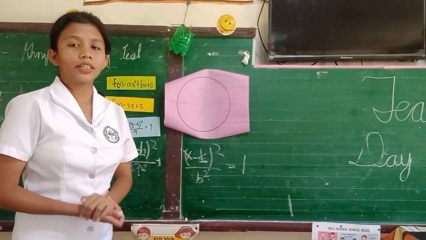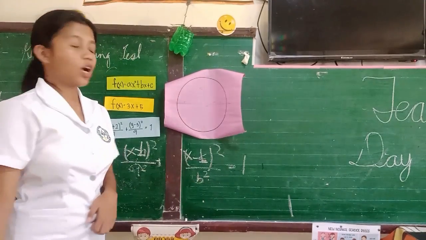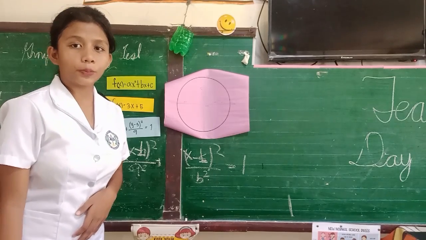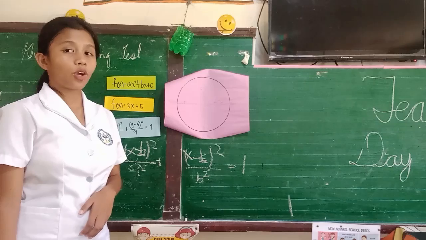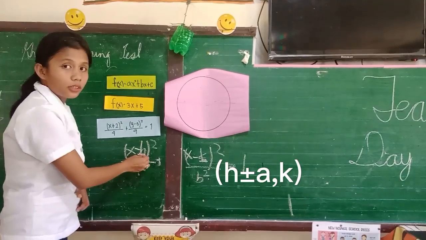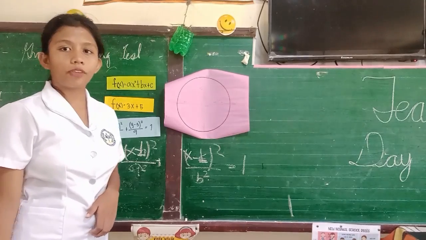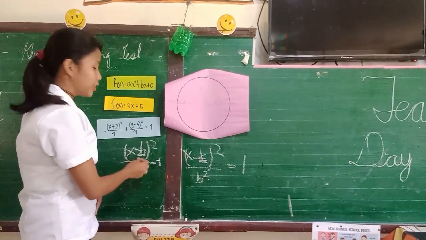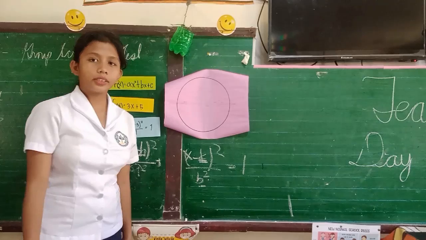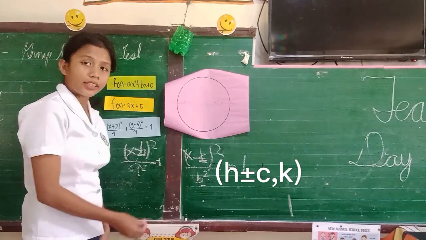The center is at h and k. For the horizontal ellipse, the major axis is parallel to the x-axis. The coordinates of the vertices are h plus or minus a, and k. The coordinates of the co-vertices are h and k plus or minus b. And the coordinates of the foci are h plus or minus c, and k.